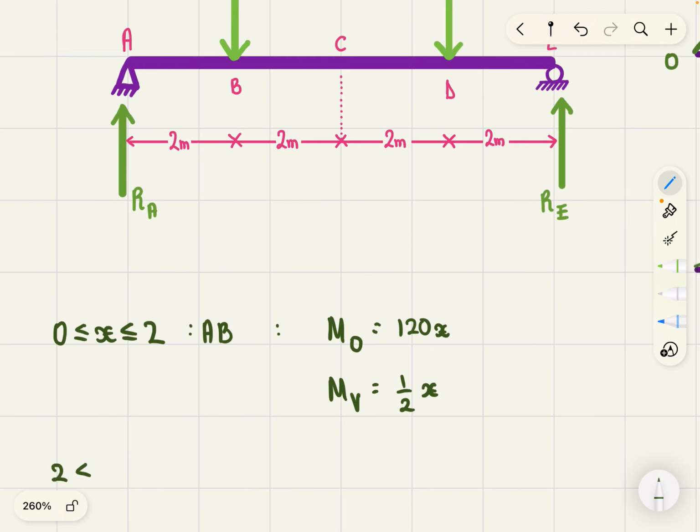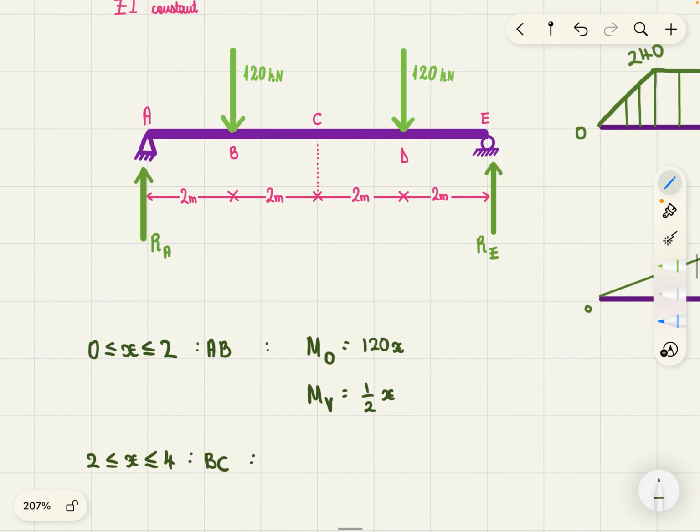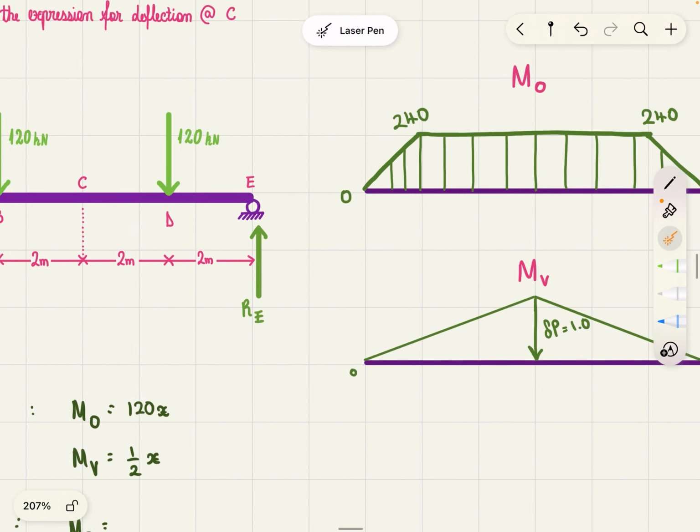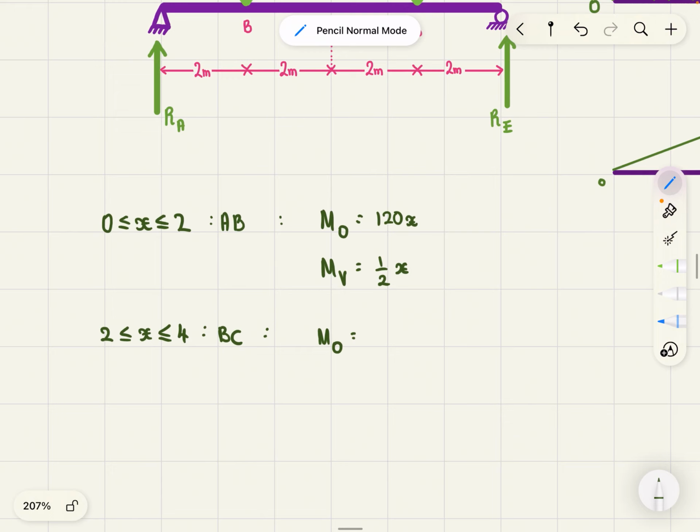Okay, the next interval is going to be between 2 and 4. So this is going to be between points B and C. Now, the value for the real moment this time is no longer linearly increasing, like from interval 0 to 2. Between 2 and 4, the one we're looking at now, you can see we have a constant moment of 240. So we can just write this one as it is, 240.